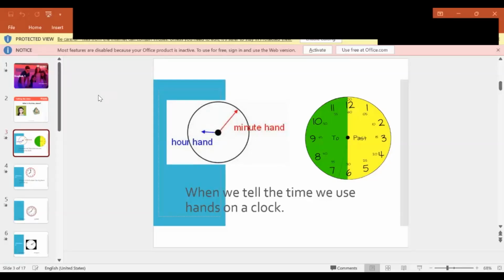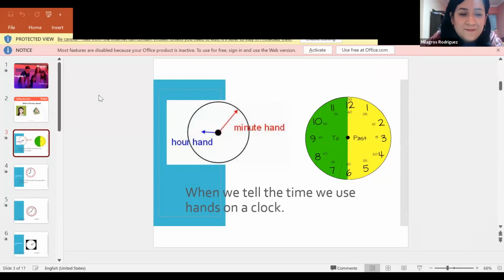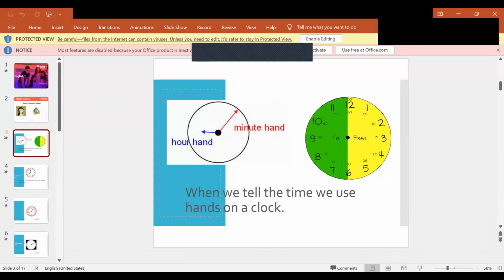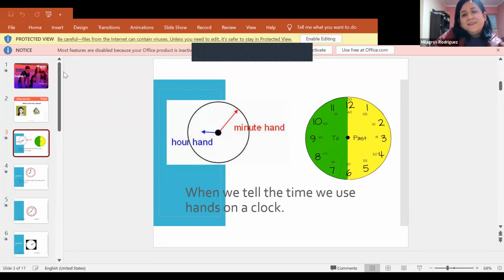Muy bien. Primero que todo, tenemos aquí, we can see clocks, right? 2 clocks. You don't see? Oh my God. No se ve. Yes. Okay, thank you. So we can see 2 clocks.